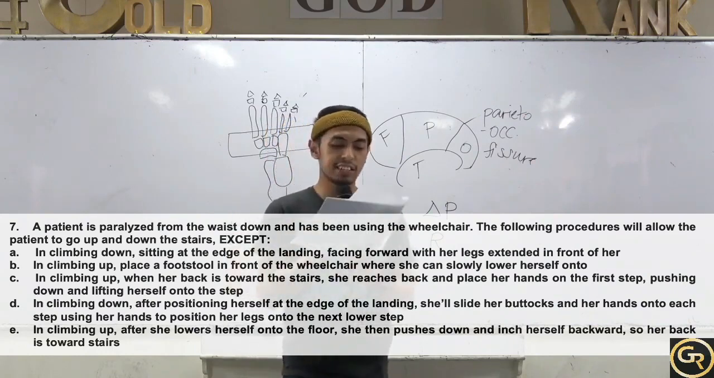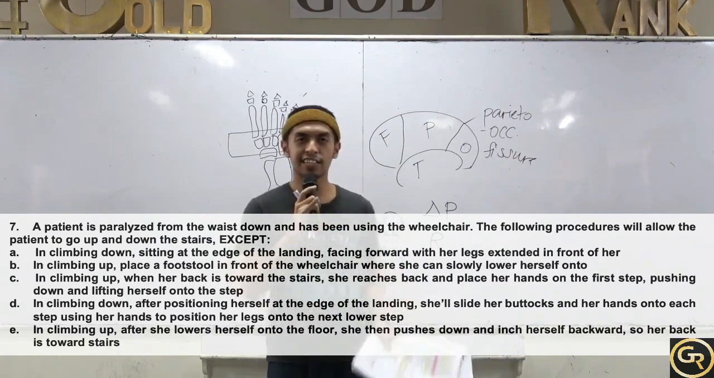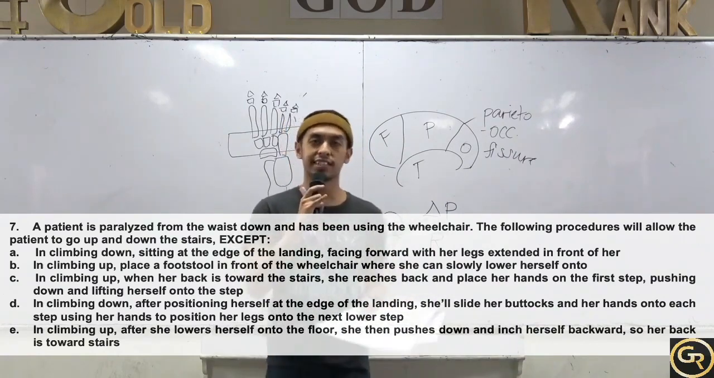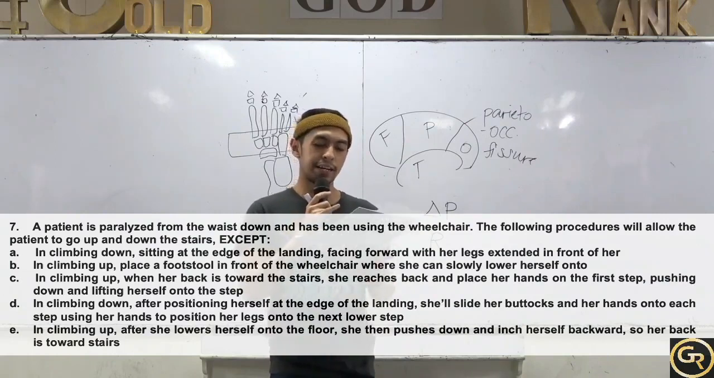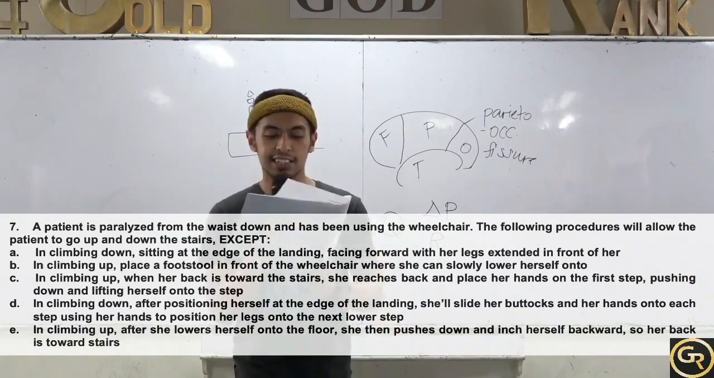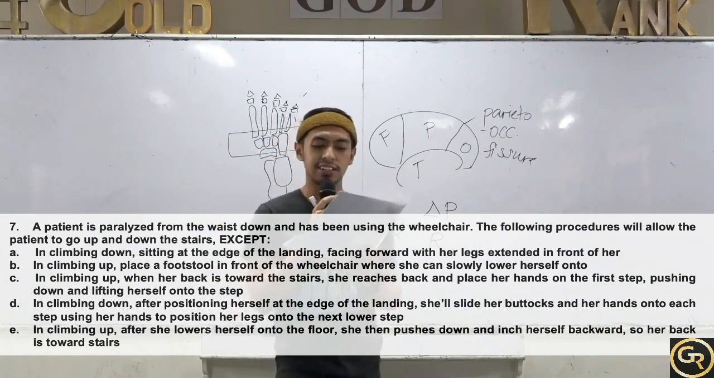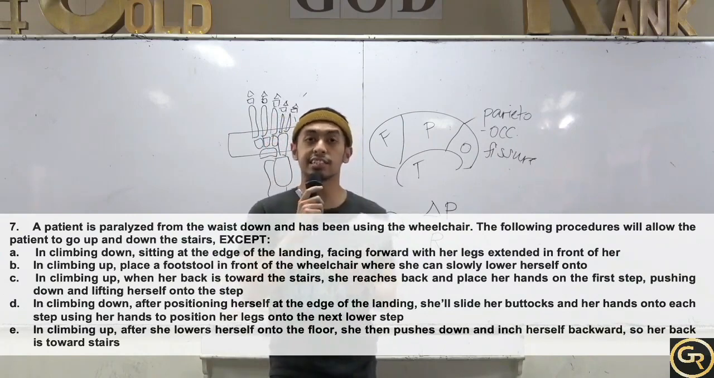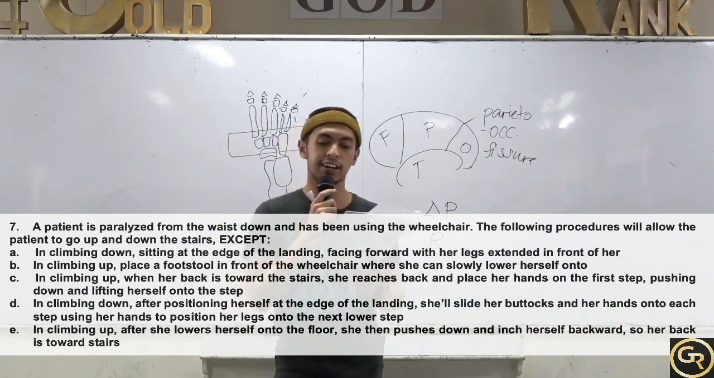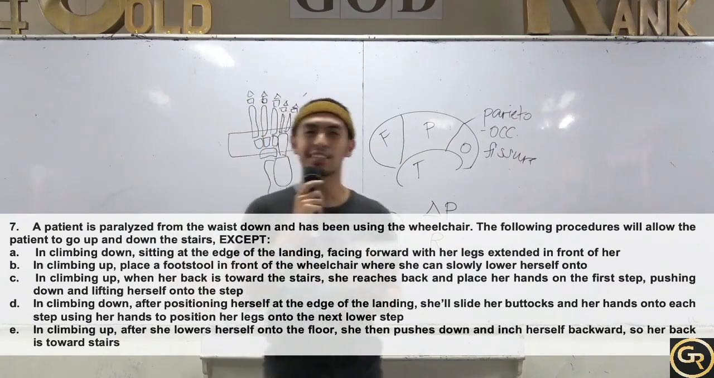Okay? So as you can see here, there are different procedures that you can do in order to raise yourself up the stairs or go down the stairs when the patient is paralyzed. However, I'll highlight for you, check letter D. Letter D says, in climbing down, after positioning herself at the edge of the landing, she'll slide her buttocks and her hands onto each step, using her hands to position her legs onto the next lower step. So imagine that, your patient will slide down the stairs.